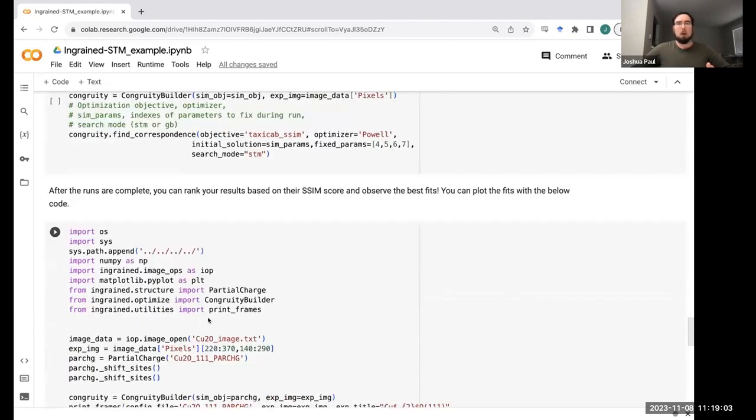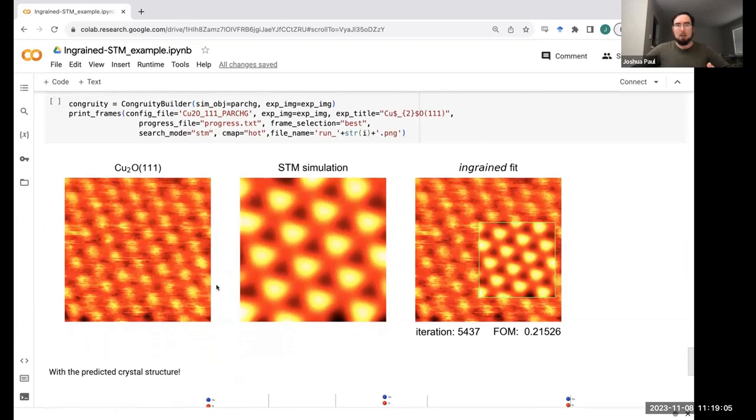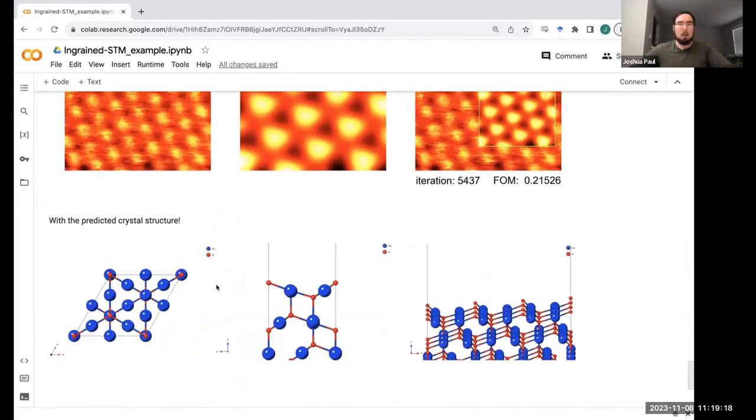But for demonstration purposes, I'll just take the cake out of the oven and show here what ends up being the image that I showed in the presentation: the experimental image on the left, the STM simulation in the center, and an overlap of those on the right. And then we have the predicted crystal structure.